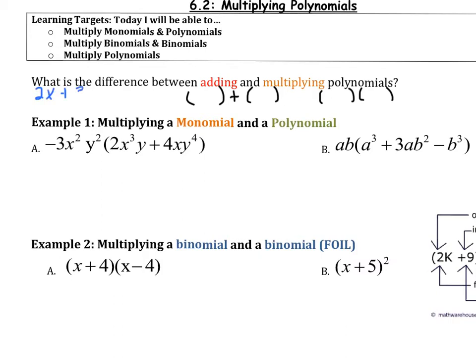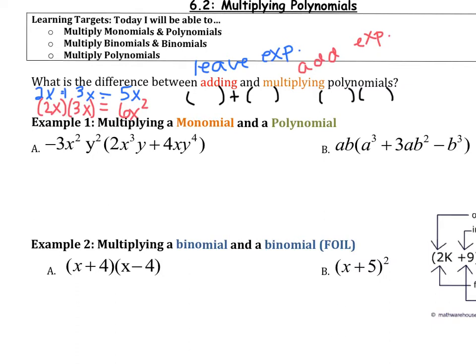2x plus 3x altogether is 5x. When you multiply 2x times 3x, your answer is 6x squared. So basically when you're adding, you leave the exponents alone, and when you're multiplying, that's when you add the exponents, just in case you got the two confused. So let's go ahead and do that in example 1.